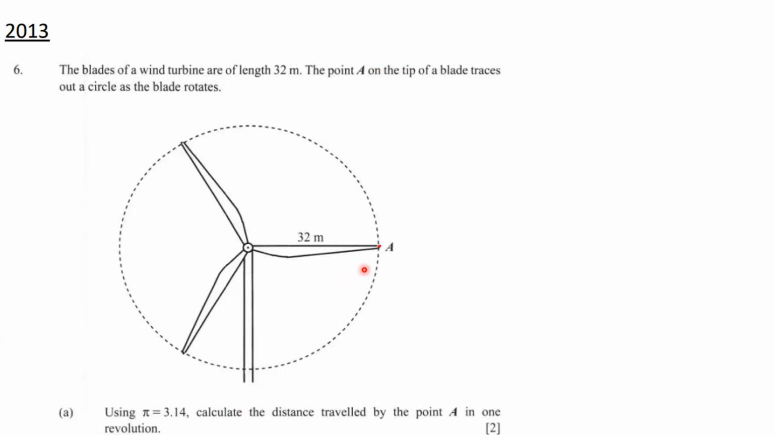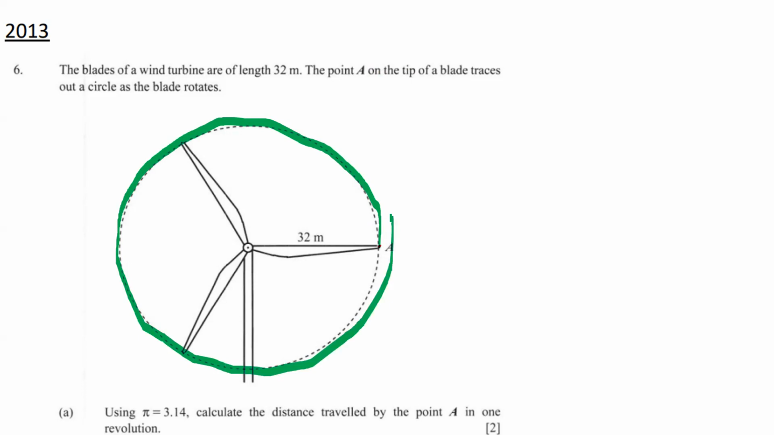So what they basically want us to figure out is, what is the distance around the circle? Now there's a name that we use for the distance around the circle. We call that the circumference. So the distance around the circle is going to be the circumference. All right, that's going to be the circumference, right?